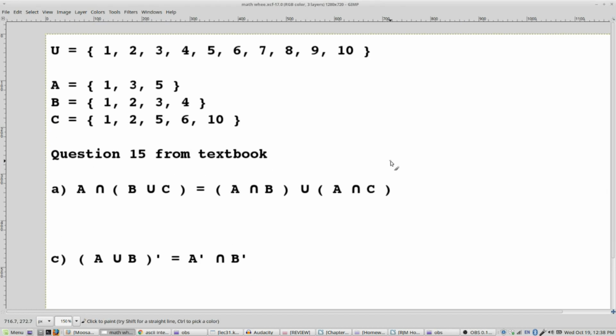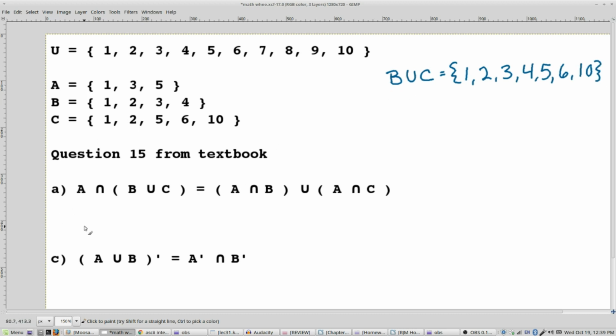We'll also have questions like this in the book where we have a universal set, and then we have A, B, and C, and then it asks to prove whether they're equal or not. So let's first look at the union of B and C. So B and C is going to be 1, 2, 3, 4, 1, 2, 5, 6, 10. So 1, 2, 3, 4, 5, 6, and 10. Okay? And then what is the intersection of A and this part?